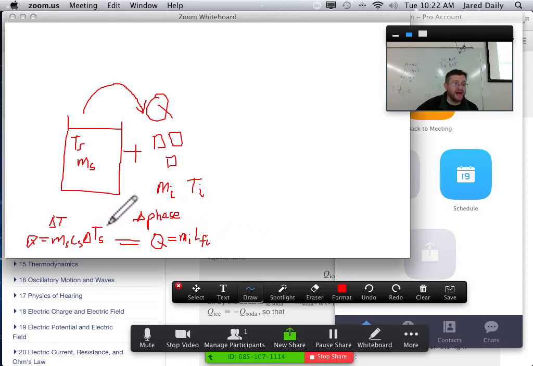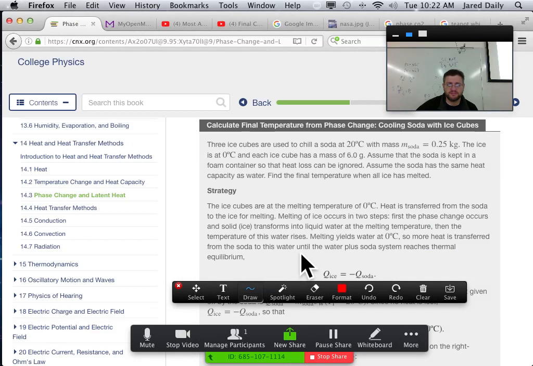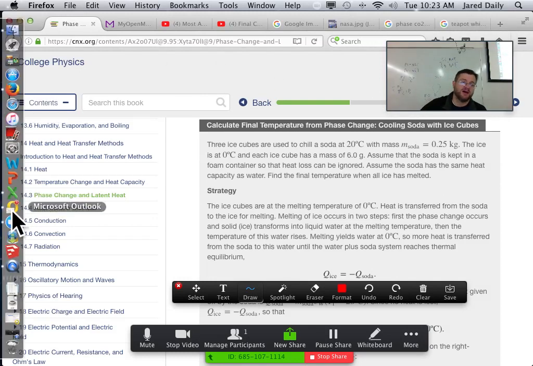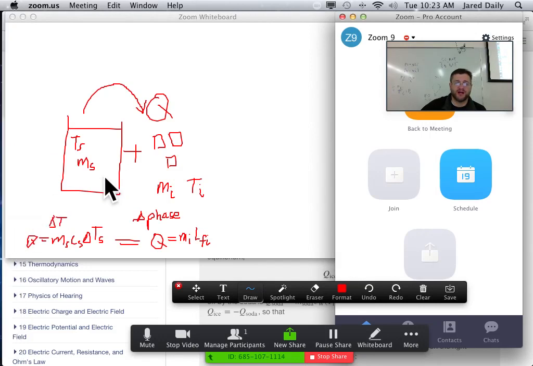And the thing that they're trying to add, let's see, what did they give us here? Where's the problem? It's over here. They give us the 20 degrees. That's the initial temperature of the soda. They tell us the mass of the soda, so assume the soda is kept, find the final temperature. They want to know what the final temperature is. So if we calculate delta T, we should be able to find the temperature of it. The temperature, when all the ice is melted, that's before we start heating up that water that was the ice, and we can figure out what the change in temperature is of the soda at that point.